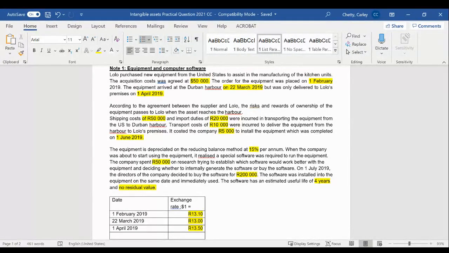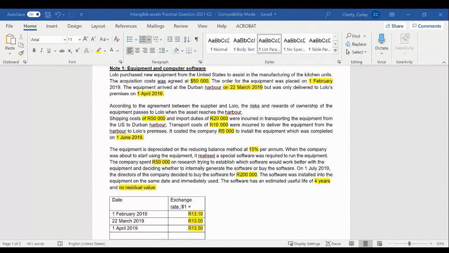Okay, so a lot of people are saying 22nd March. Okay, I agree with you. I believe that this US dollar amount should be converted on the 22nd of March. Who can tell me why it should be converted on that date? Okay, why are we converting the 50,000 US dollars into a rand amount on the 22nd?